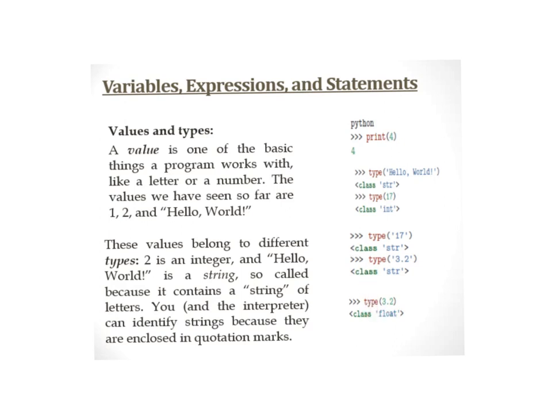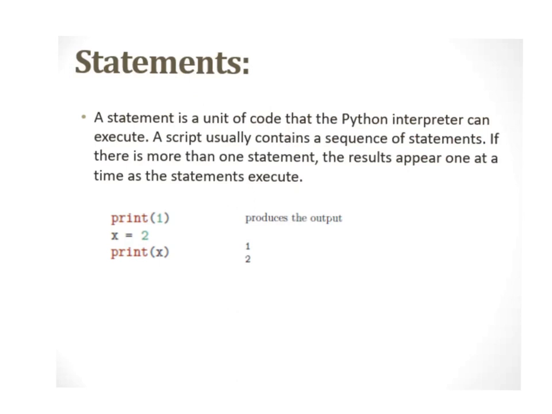Hello world is a string, so called because it contains a string of letters. You and the interpreter can identify strings because they are enclosed in quotation marks. That is how Python can be dealt with. What is a statement? A statement is a unit of code. You can see a couple of lines of code which produce an output, or it can be a sequence of statements. If there is more than one statement, the results appear one at a time.